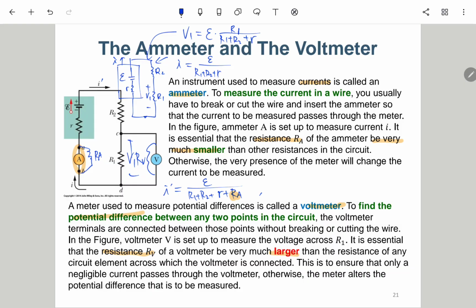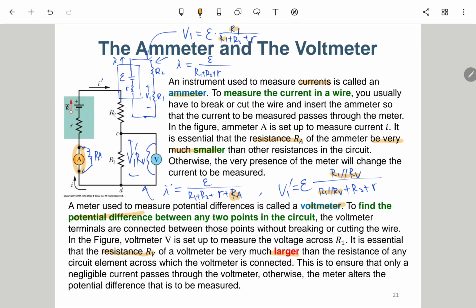But here is the V1 prime in this circuit. It will be like E is still E, and then we have R1 parallel RV, and then plus R2 plus R. Okay, so the difference is this is R1 here. This will be R1 plus RV. This one will be R1 parallel RV.